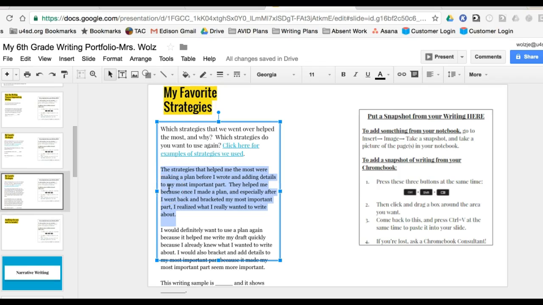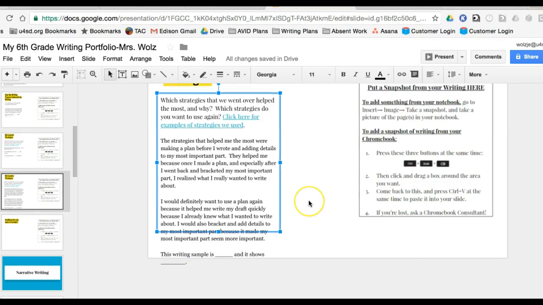Before it was just, it helped me make it better. Now it's things like, because it helps me know what I want to write about. It made my most important part seem more important. These are specific things that it helped with my writing, okay? So that's that first one.